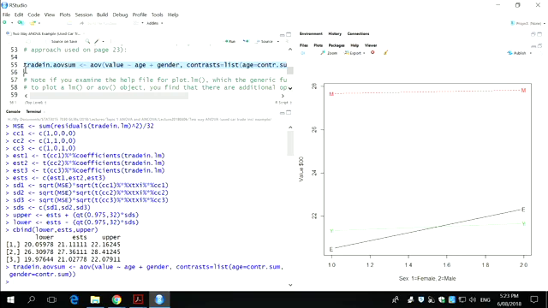So I've used AOV because it's an experimental design. I could have just used LM. The only difference really is it gives different output when I ask for summary. Okay. I've regressed value on age and gender, and I've told it to use some contrasts for age, and some contrasts for gender.